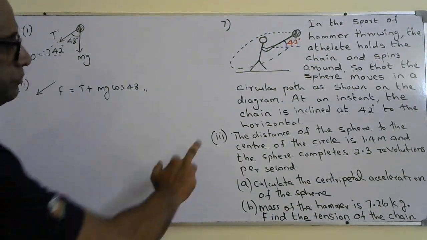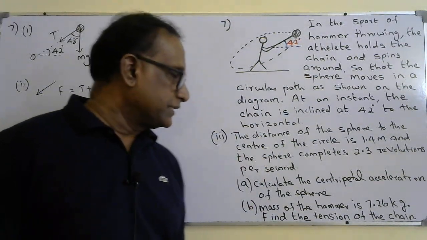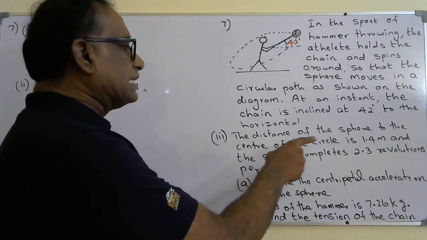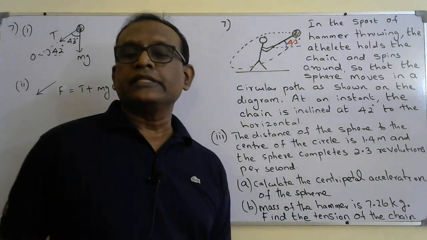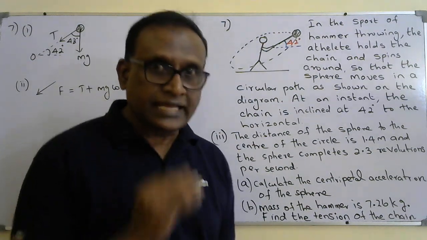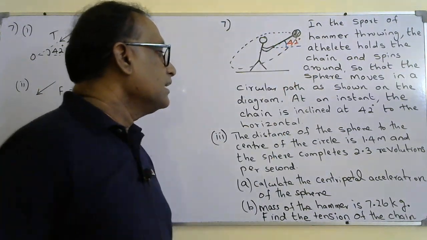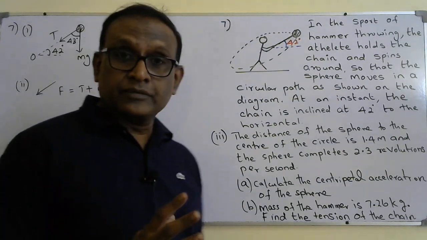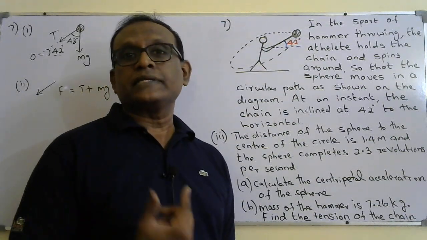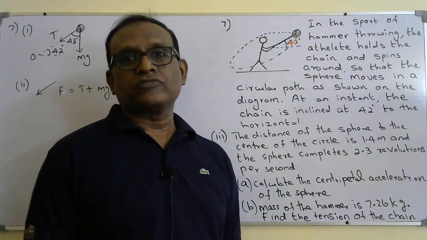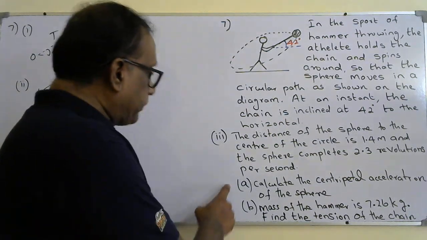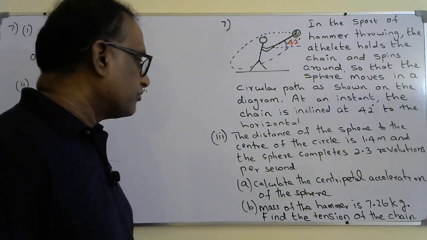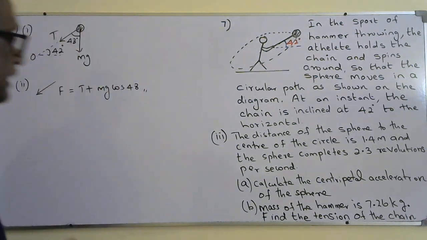Okay, third part, the calculation. The distance of the sphere to the center of the circle is 1.4 meters, so that's going to be the radius of the circular path at this instant. The sphere completes 2.3 revolutions per second, which is the frequency of the circular motion. Part A: calculate the centripetal acceleration of the sphere.